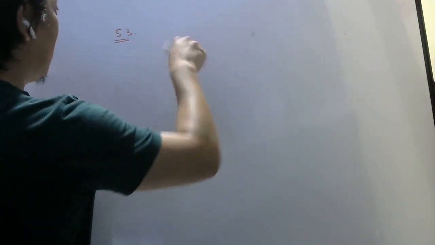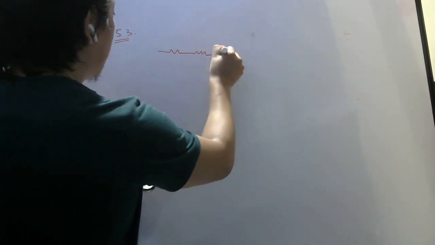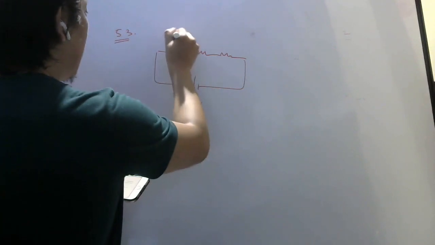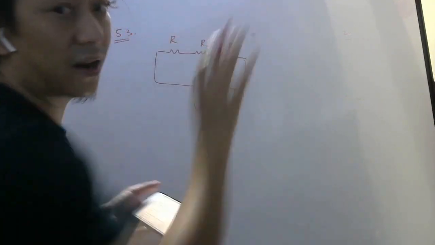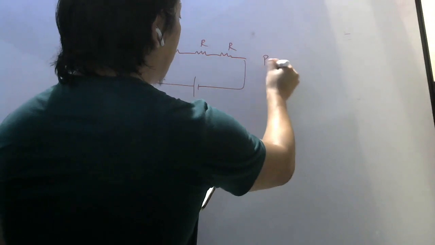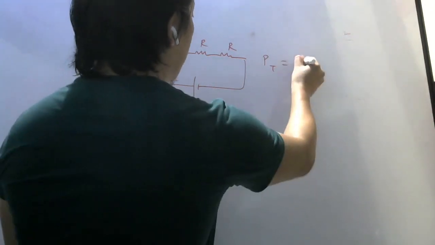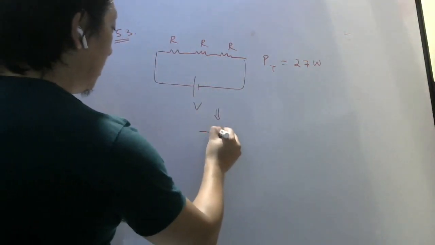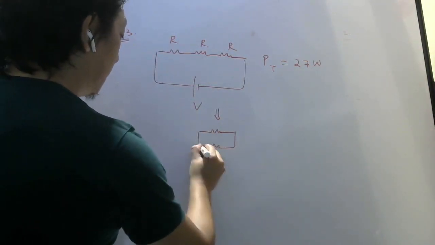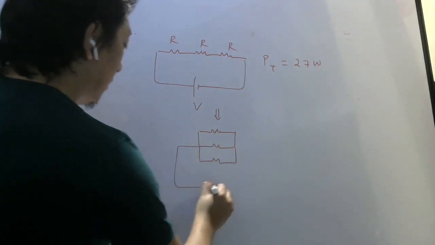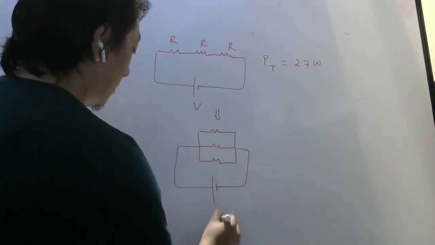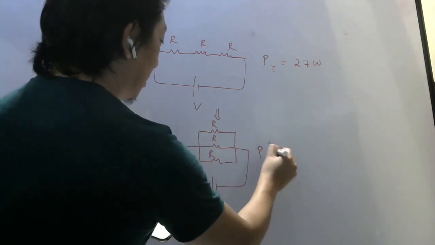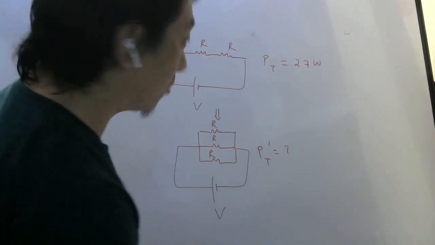So first time, what they have done, they have put three identical resistors in series and given some voltage. Let's say R, identical, so R. That time the total power consumed is given as 27 watt. Now they are connecting the same resistors in parallel, and they are giving the same potential difference. So what will be the power consumed now? They are asking total power. So let us discuss quickly.